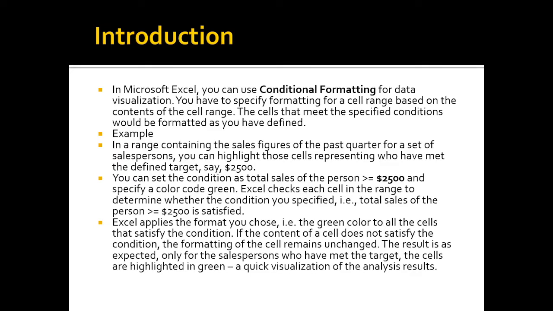Excel applies the format you choose, that is the green color, to all the cells that satisfy the condition. If the content of a cell does not satisfy the condition, the formatting of the cell remains unchanged. The result is as expected. Only for the salespersons who have met the target, the sales are highlighted in green. A quick visualization of the analysis results.